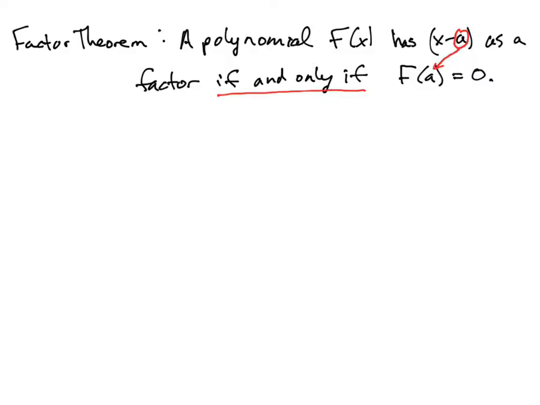Now this makes sense because if we input a into the function and we get 0, this is telling us we have a remainder of 0 here. And when we're dividing, if something divides in evenly, we get a remainder of 0. So another way of saying that something divides in evenly is to call that a factor. So this should make good sense to us.